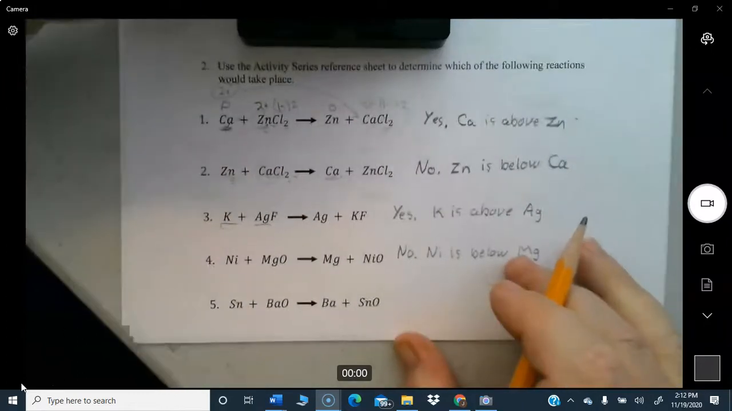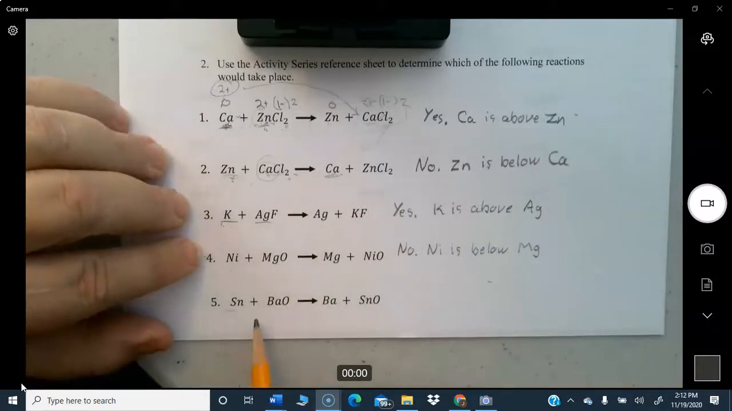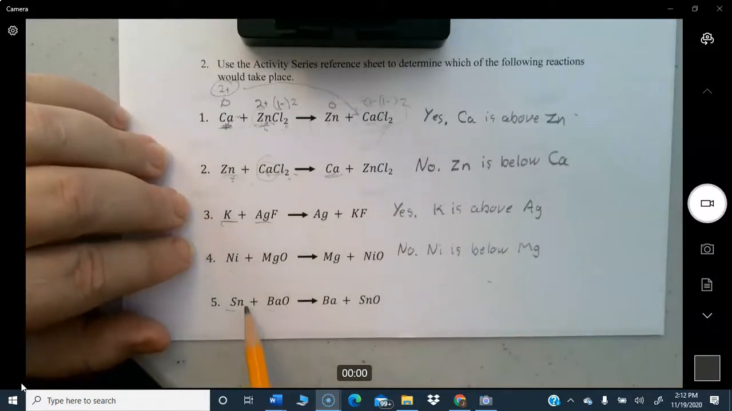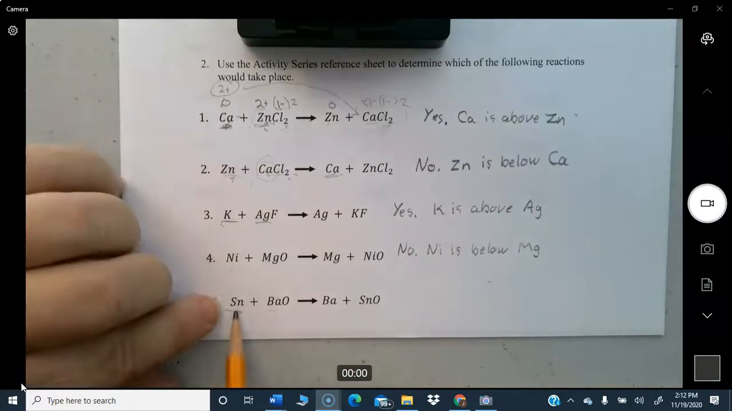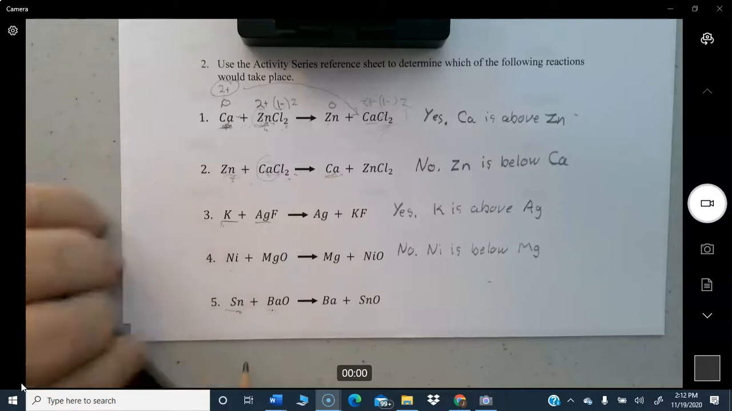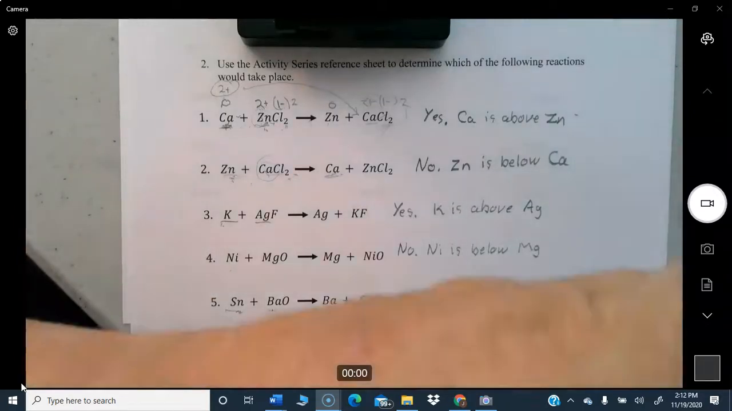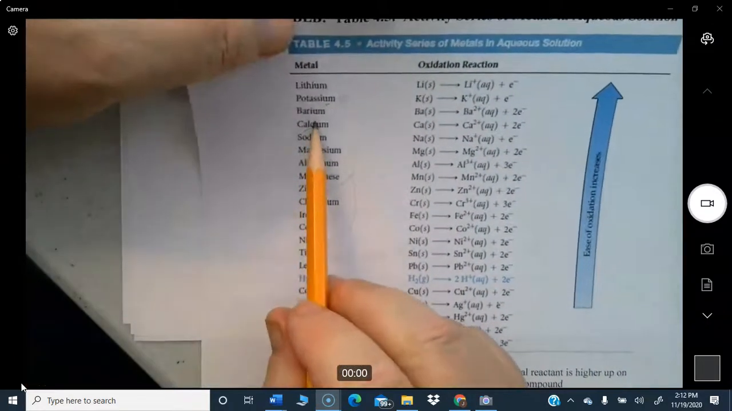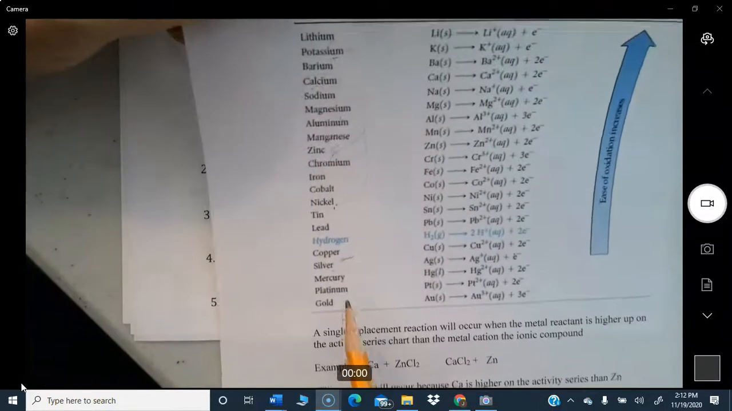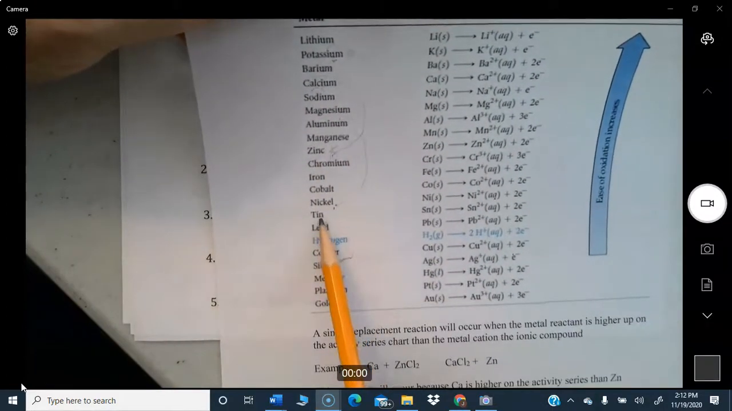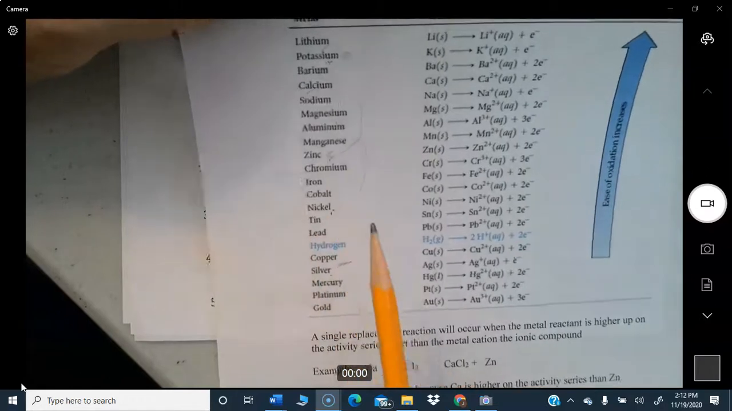Okay, and tin is Sn and Ba is barium. So Sn is the lone element. That means it's the one that has to be above. You can just remember, the first one has to be above the second one. That's kind of a quick way to remember it. Okay, so barium's way up here, and tin is way down here. So tin is not above barium. Tin is below barium, so that's a no.